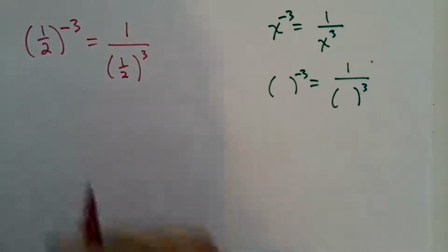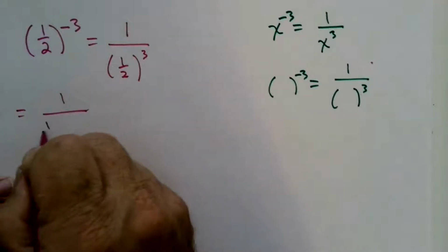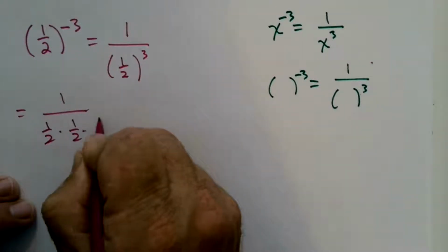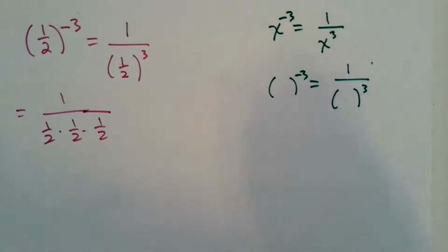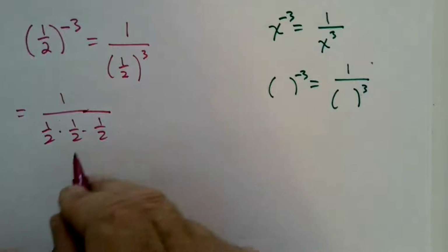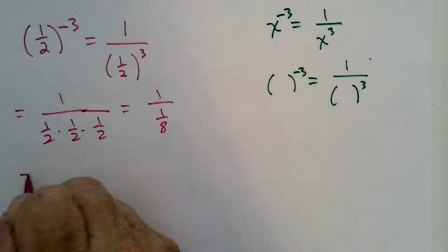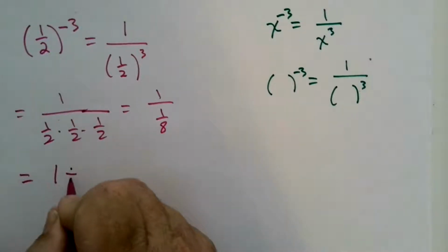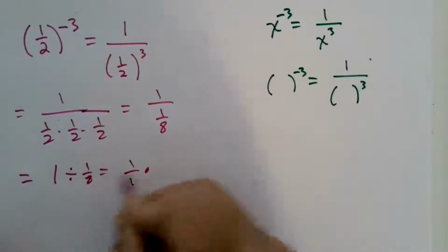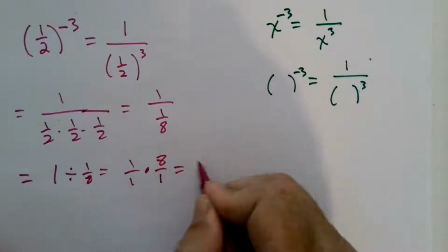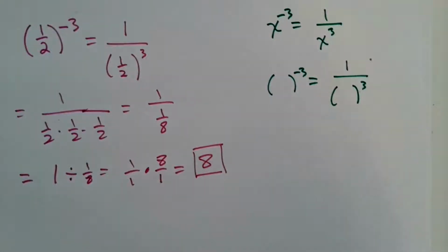Now, what does this mean? This means 1 over 1/2 to the 3rd means 1/2 times 1/2 times 1/2. 1/2 to the 3rd power means write down 1/2 3 times and multiply. But 1/2 times 1/2 times 1/2 is 1/8, so this is 1 over 1/8, which will give me 1 divided by 1/8, which is 1 over 1 times, take the reciprocal of 1/8, 8 over 1, and my answer, after all that, is 8.